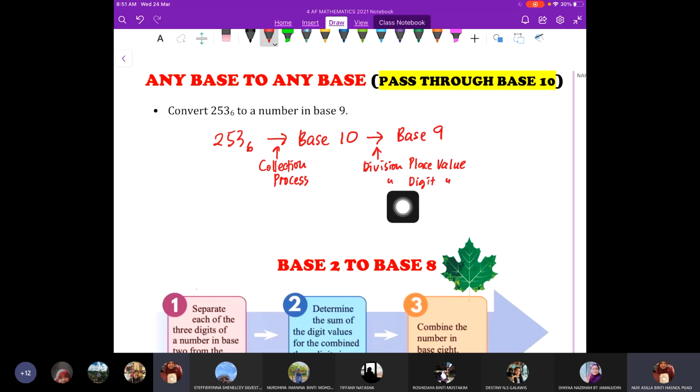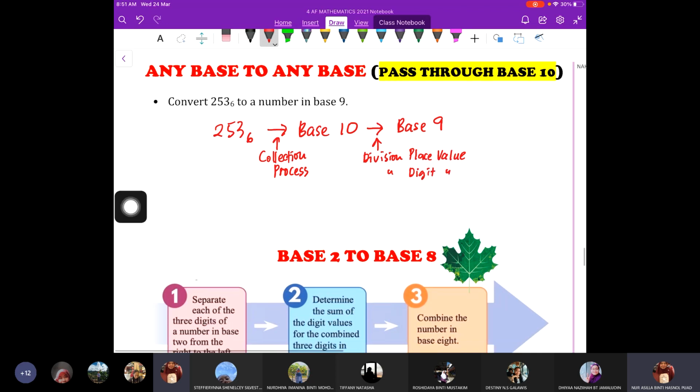Okay. So dua benda kamu kena buat kat sini. I'm sorry, we don't have time kita nak tunjuk sesuatu ni. But you understand the process lah, collection process. Just follow yang kita buat tadi. Division by place value dan digit value pun sama juga. Guna balik ke atas. Okay. Because I have to go through this.